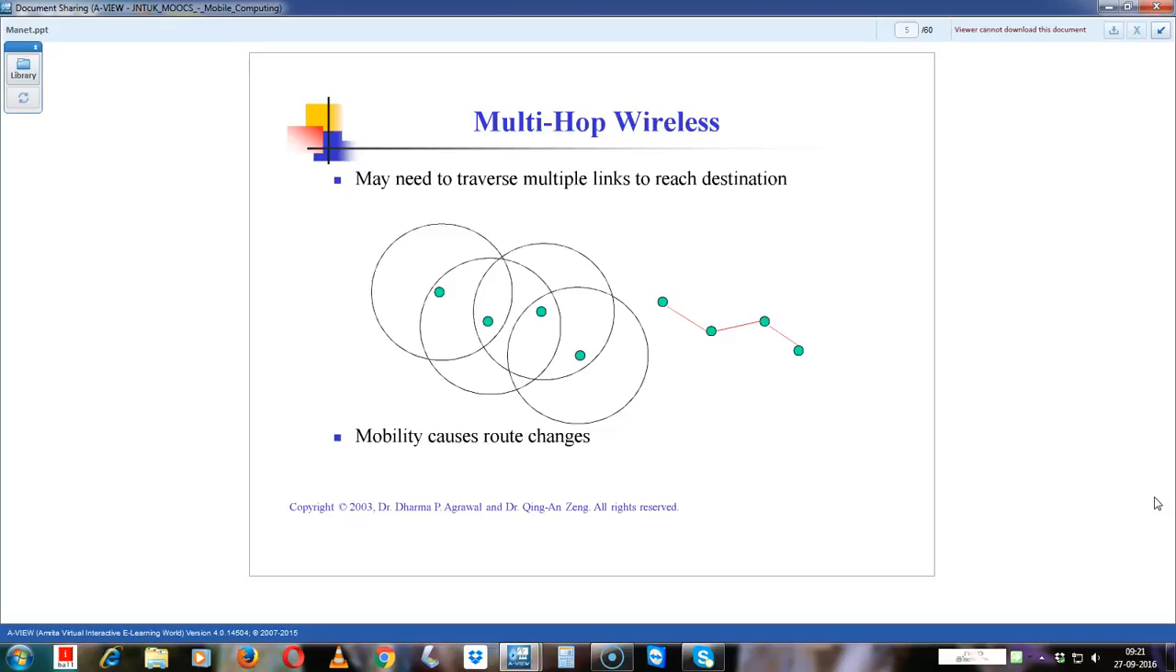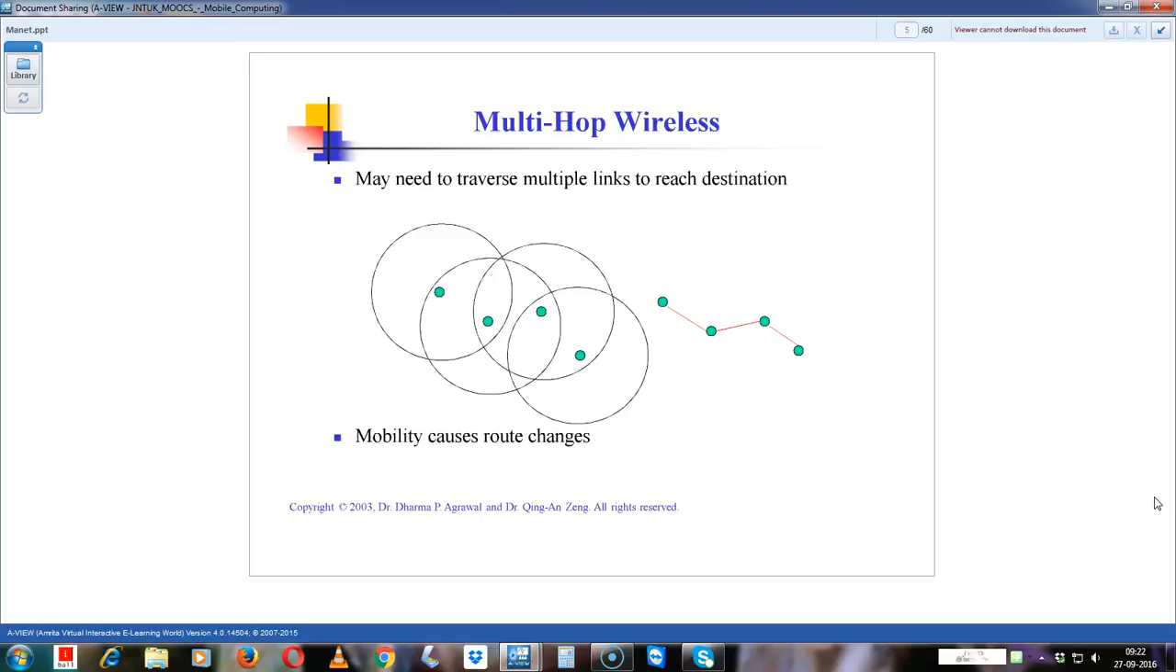What happens is I cannot connect first to fourth directly, because there is no direct route. So I want to connect first to fourth, I need to go through each of these. So I need to go through multiple links. I need to traverse multiple links. Okay. So multi-hop means we need to traverse multiple links to reach the destination.